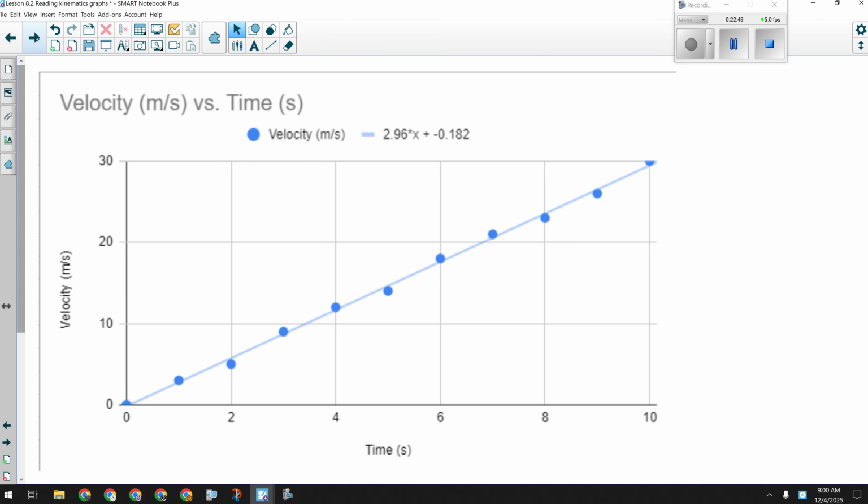Did I put this graph in your notes? Okay, let's just have a look at this one here. So we've got a velocity versus time graph. Okay, here's what I want you to do.